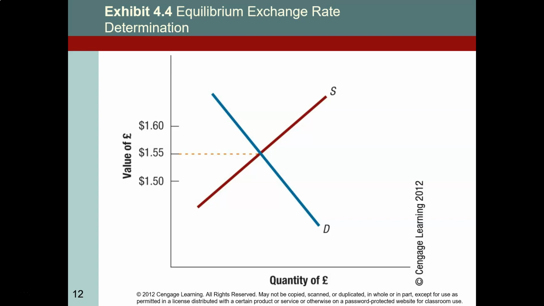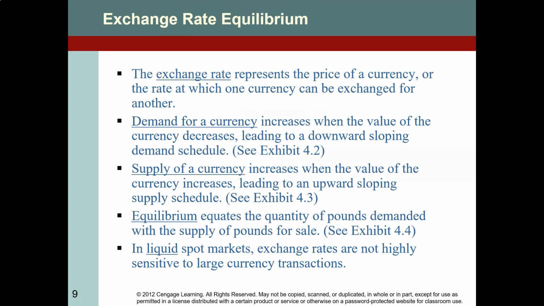That's the price of the British pound you'll see in the market. Here it's 1.55 US dollars. Okay, and this is why we say equilibrium equates the quantity of pounds demanded with the supply of pounds for sale. When the demanded quantity equals the supply, that's the equilibrium value.